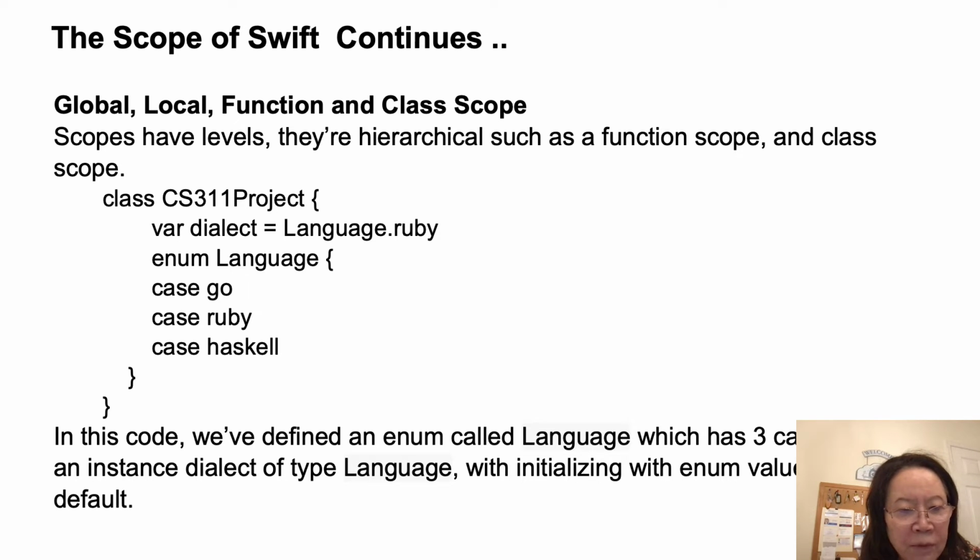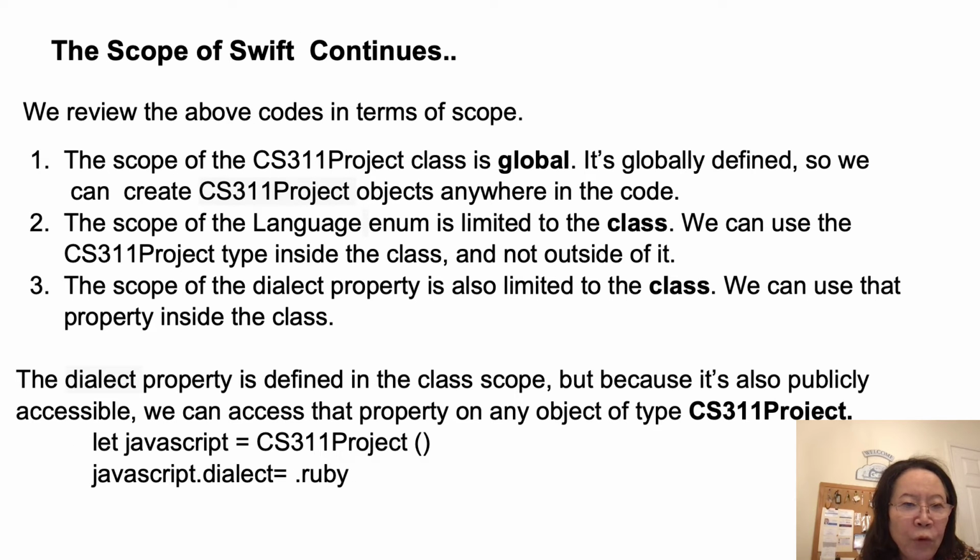In this code, we have a defined enum called Language, which has 3 cases, with an instance property dialect of type Language, initialized with the enum value .ruby as a default. We've reviewed the above code in terms of scope. The scope of the CS311Project class is global. It's globally defined, so we can create a CS311Project object anywhere in the code. The scope of the Language enum is limited to the class. We can use the Language type inside the class and not outside of it.